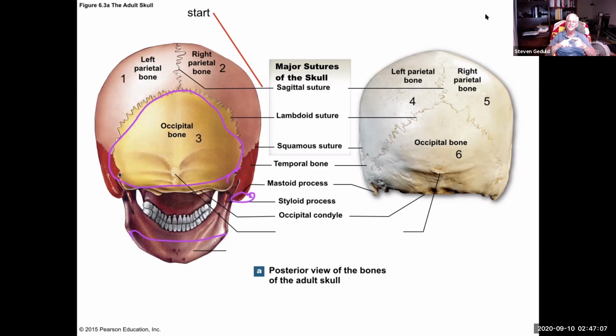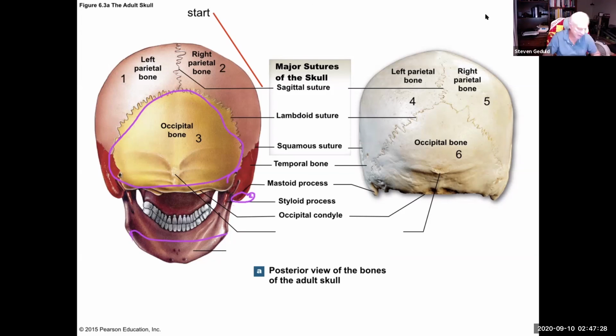Atlas. Which one do the occipital condyles of the occipital bone connect to? Axis or atlas? Atlas. Perfect. And that allows what kind of motion? Yes. Up and down. Allows yes motion up and down.